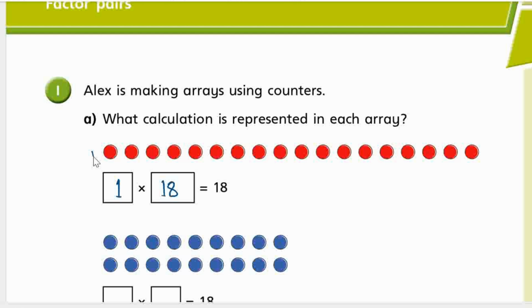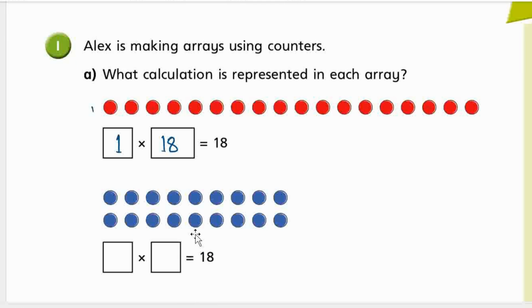Now this one equals the same amount, 18, but this time you have 2 rows and 1, 2, 3, 4, 5, 6, 7, 8, 9 columns. So we know that 2 times 9 equals 18, okay? 2 and then 9 across that way.